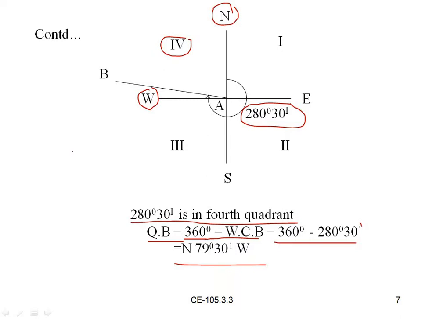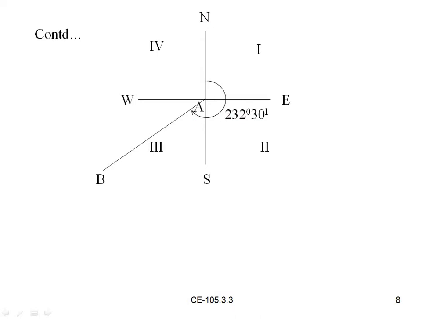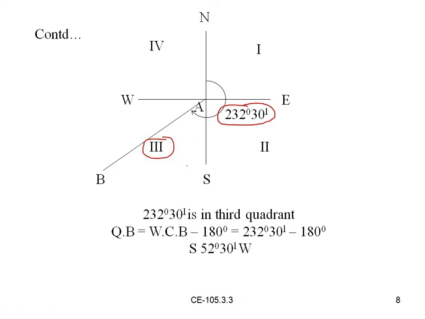In this way we have to calculate these whole circle bearings and quadrantal bearings. And the next one you see here is in the third quadrant, 232 degrees 30 minutes.